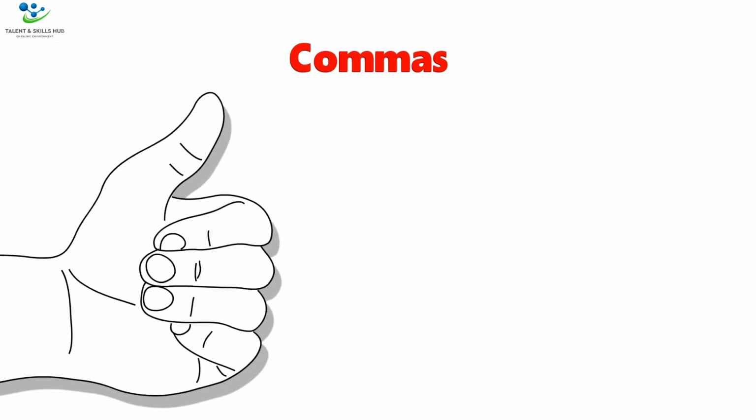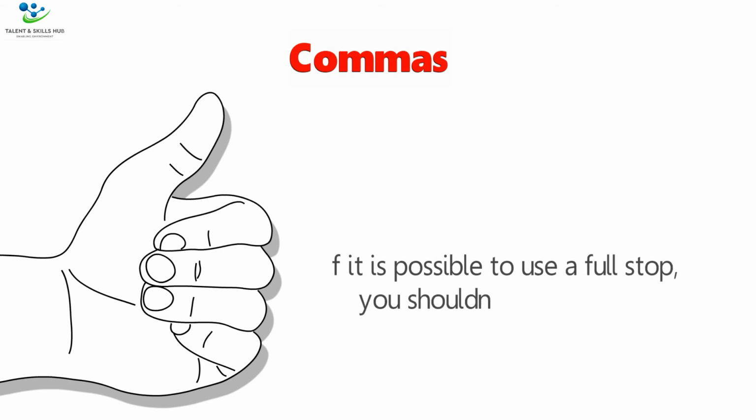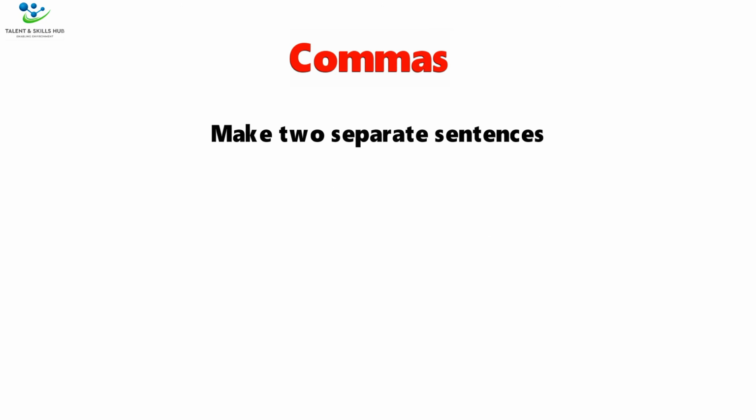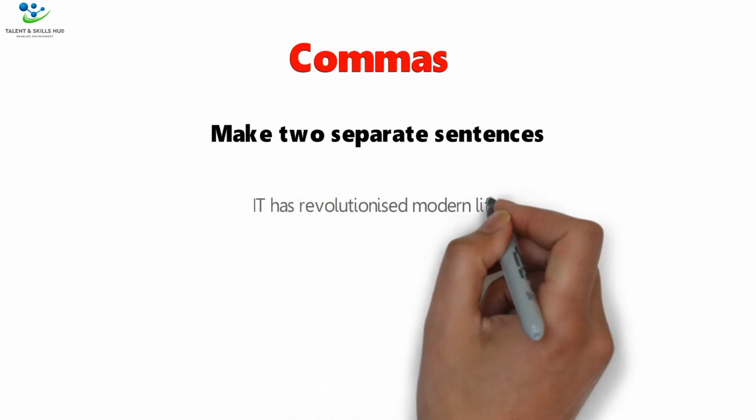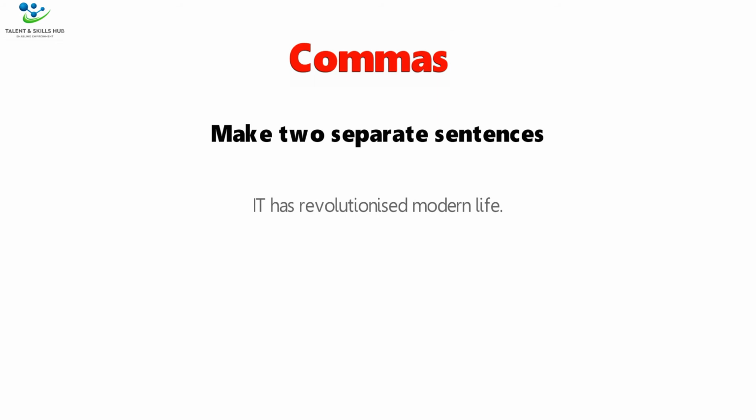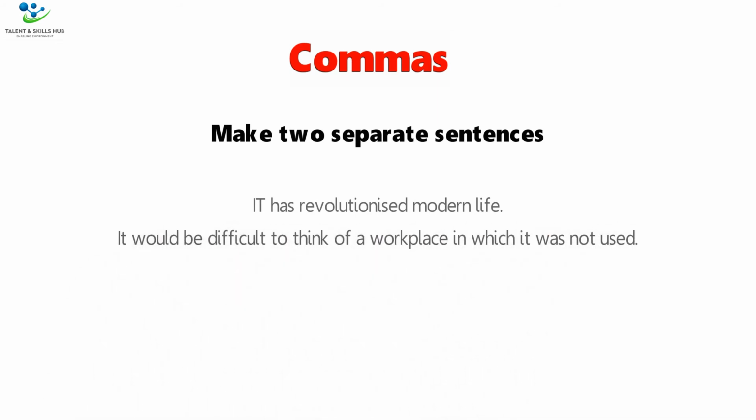The rule of thumb here is, if it is possible to use a full stop, you shouldn't use a comma. In the above example, there are three possible ways of correcting the mistake. 1. Make two separate sentences. IT has revolutionized modern life. It would be difficult to think of a workplace in which it was not used.